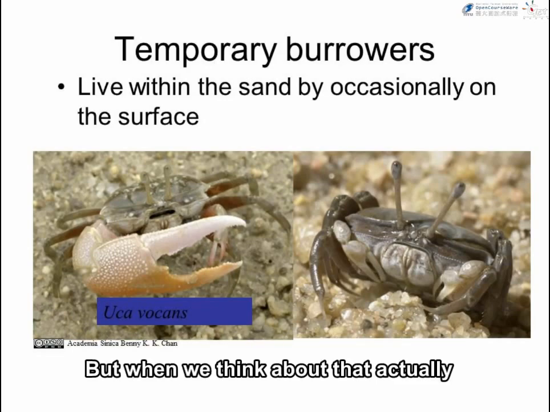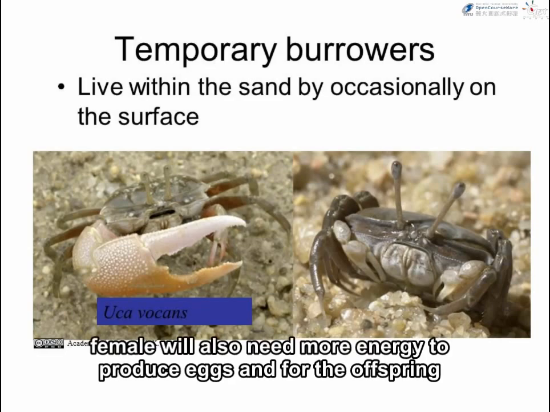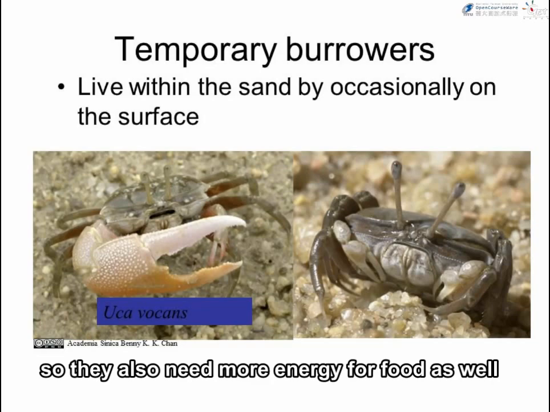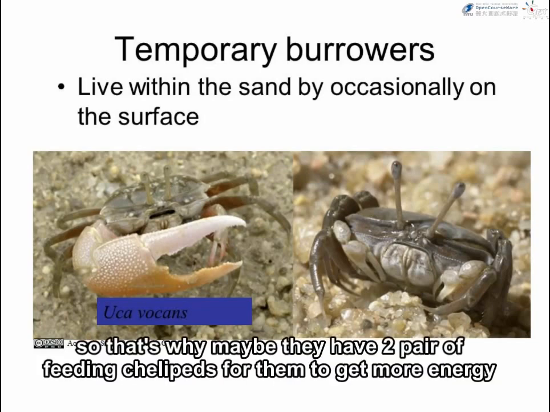But maybe think about that, females also need more energy to produce eggs and for the offspring, so they also need more energy from food as well. So that's why maybe they have two pairs of feeding chelae, for them to get more energy.